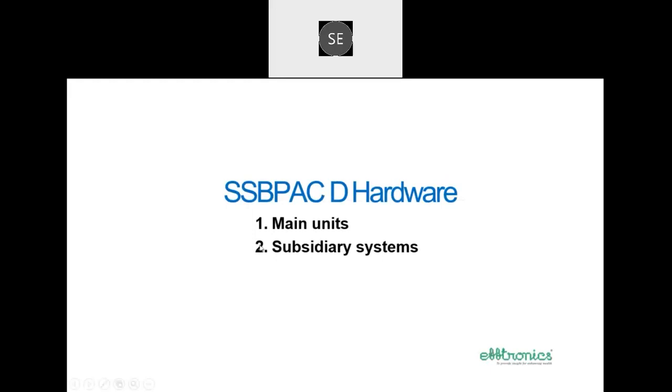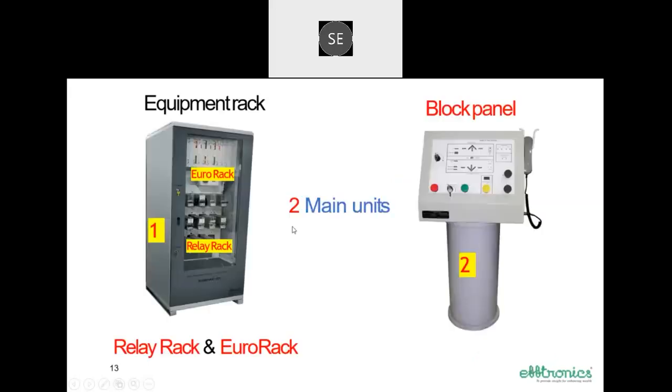Now moving on to the hardware of this block instrument. Hardware can be divided into two parts. One is main units and the second is subsidiary systems. These are the two main units of the system: one is the equipment rack and the second is the block panel. In the equipment rack, there are two other racks. The first one is the Euro rack, in which all electronic modular cards are provided. At the bottom of the Euro rack, there is a relay rack. This relay rack houses all interface relays, that means input and output relays.